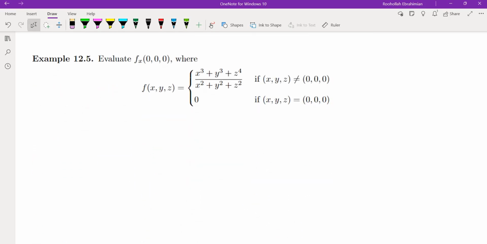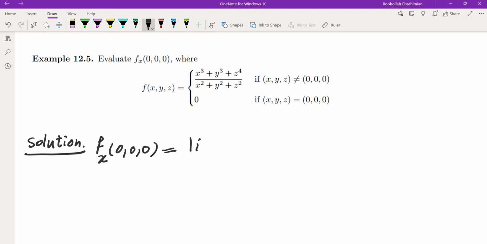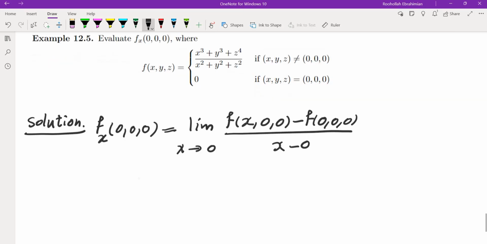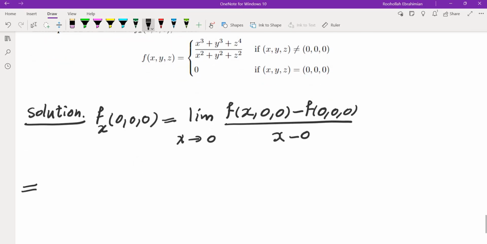Okay, let's do one more example on partial derivatives. This one is an example in 3 dimensions, so a function of 3 variables. We want to find the partial of this function with respect to x at the origin. Since the function is given as a piecewise defined function, we will have to use the limit definition. So this would be f of x comma 0 comma 0 minus f of 0 comma 0 comma 0 divided by x minus 0 by definition. Now the rest is plugging the values in here and taking the limit.